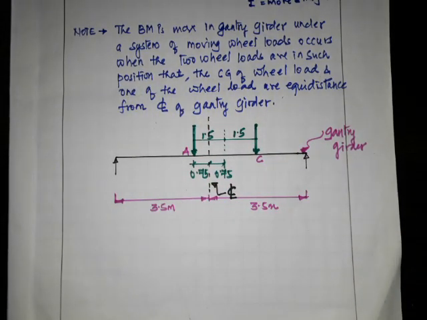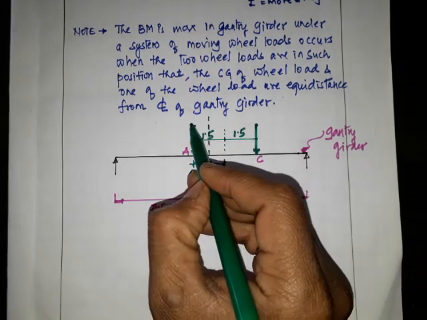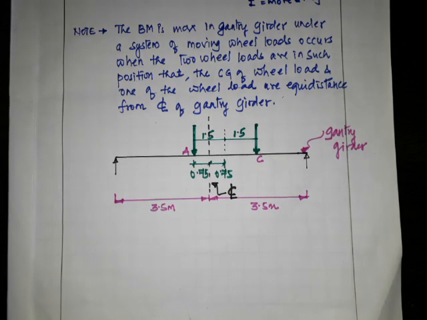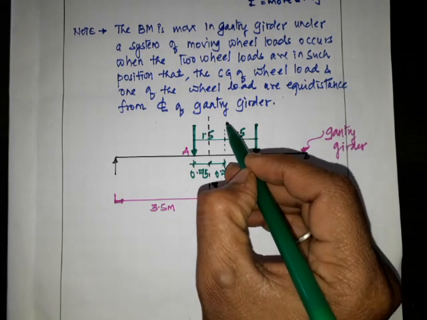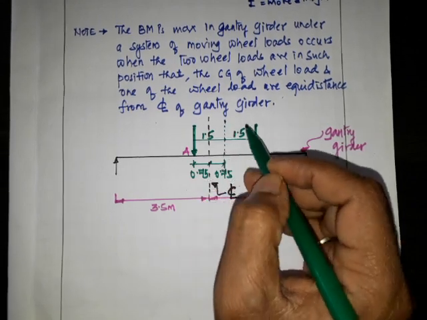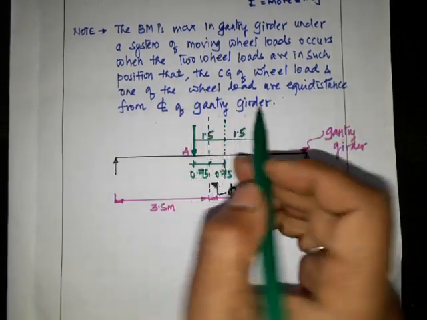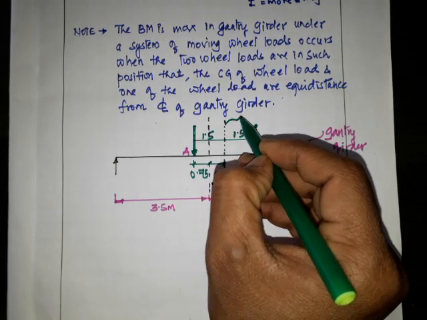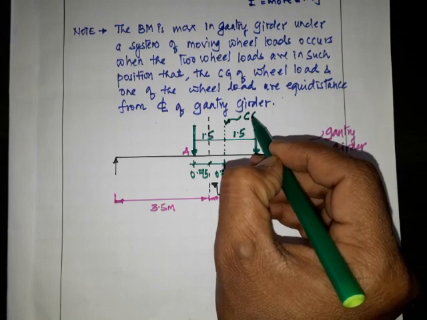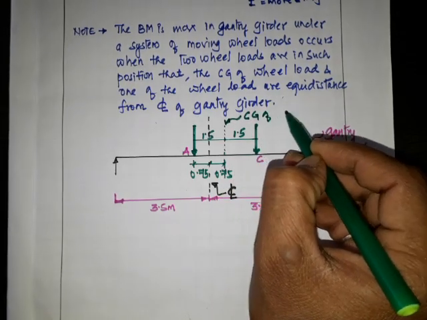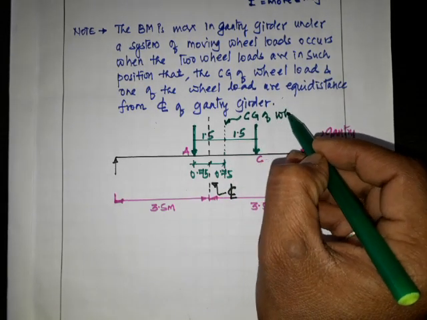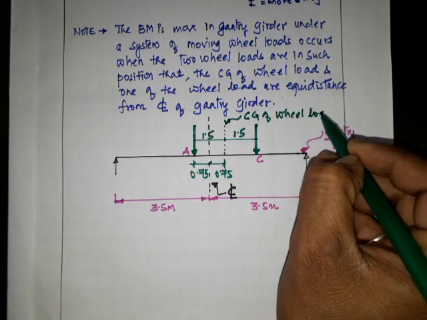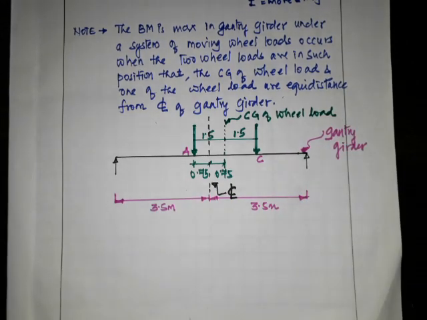Now here, the CG of wheel load is here. So this total distance is 3 meter. So two cranes, and the distance between the two cranes is 3 meter. So the CG of wheel load, the center of wheel load, will be at 1.5 meter, 1.5 meter. So this is the CG of wheel load. Okay, CG of wheel load.